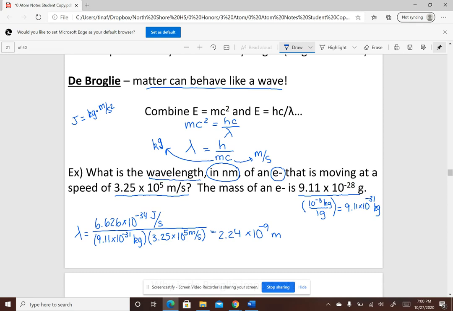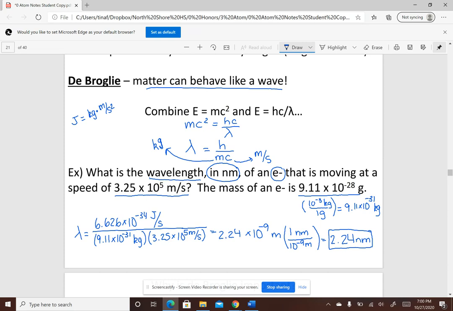And if you want to convert to nanometers, I have 1 nanometer is 10 to the negative 9 meters. Okay, and if I put that in my calculator, so I'm doing my answer divided by 10 to the negative 9, and I get 2.24 nanometers as the wavelength for that electron moving. Okay, so we're going back again to some conversions from Unit 1, and we need to know those conversions to answer this question correctly.